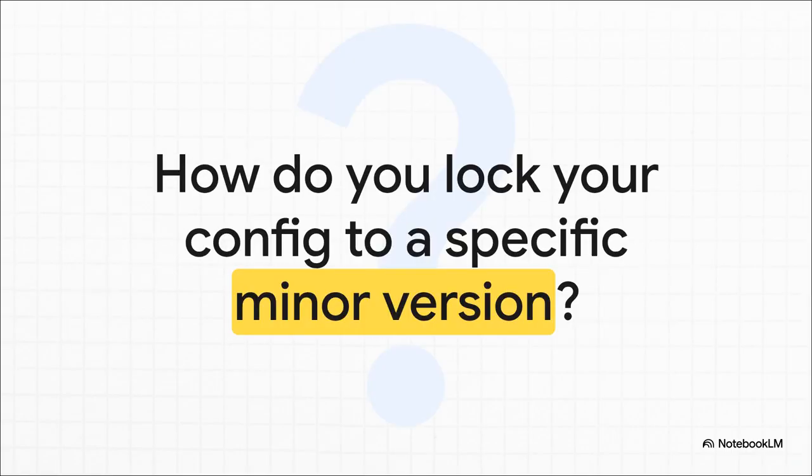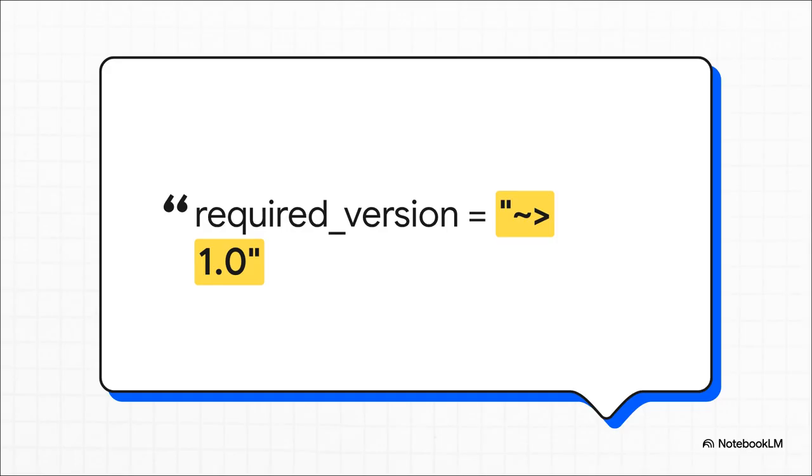Let's drill down on that versioning thing, because it's not enough to just say version 1. What happens when version 1.1 drops and it has some small but breaking change? How do you make sure you get the bug fixes but avoid the new features that might wreck your setup? The answer is this beautiful little thing right here, the tilde greater than sign. We call it the pessimistic constraint operator. Seriously, seeing this one line of code is one of the clearest signs that you're looking at a pro-level configuration. It's so simple but so powerful.